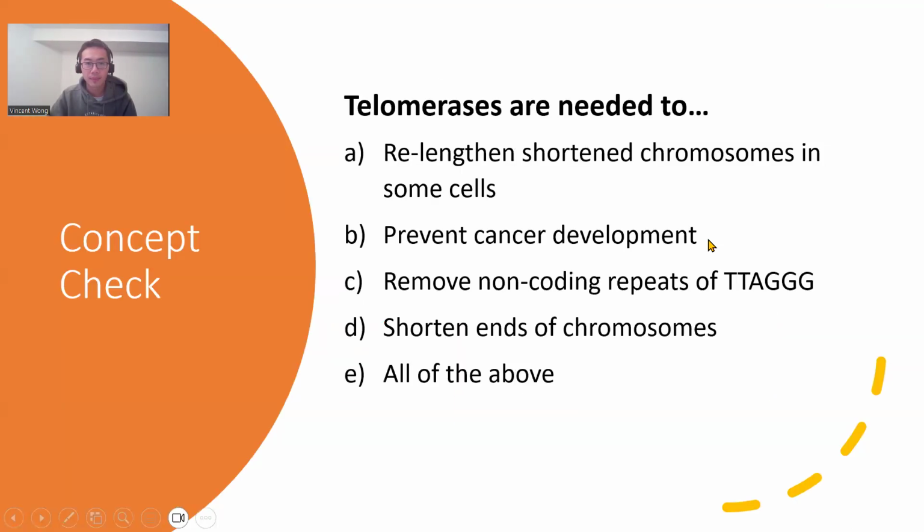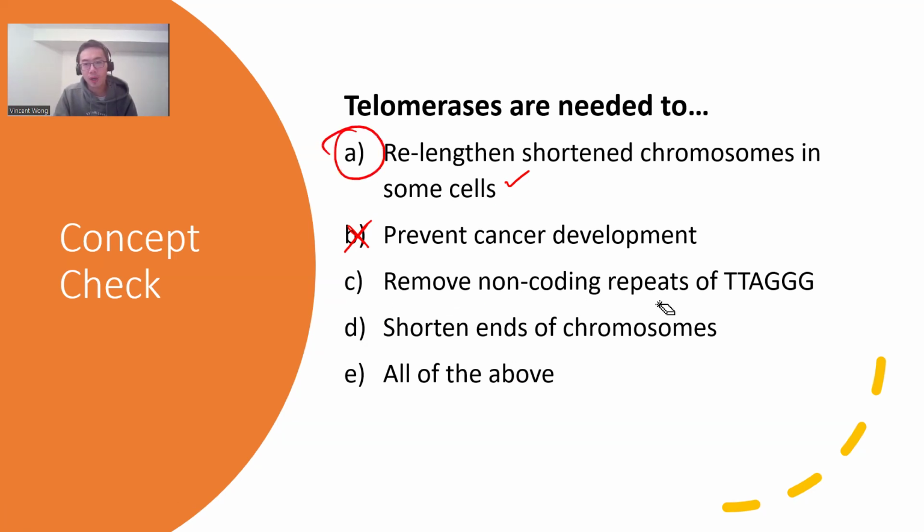Last question. Telomerases, which are the enzymes, are needed to re-lengthen shortened chromosomes in some cells. That's correct. But I see all of the above, so I gotta keep reading. Excuse me. Prevent cancer development. That's not true. Okay. In fact, having telomerase in body cells, that leads to cancer, right? So, A is the answer.